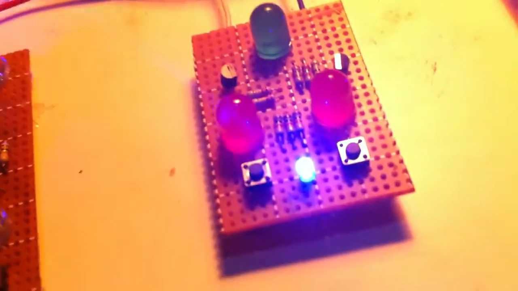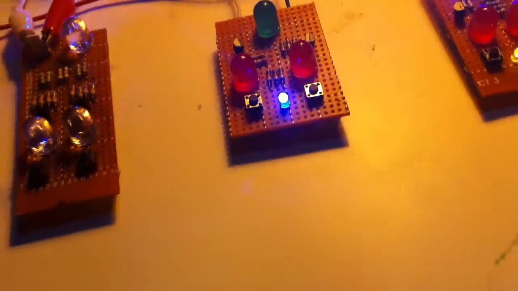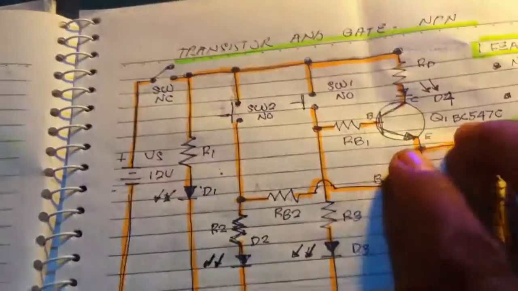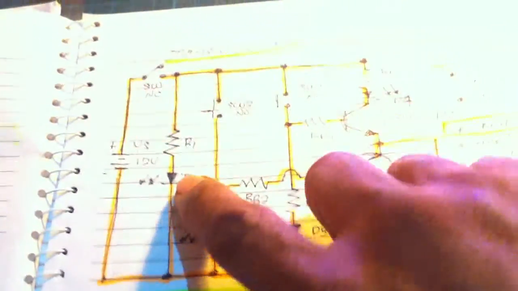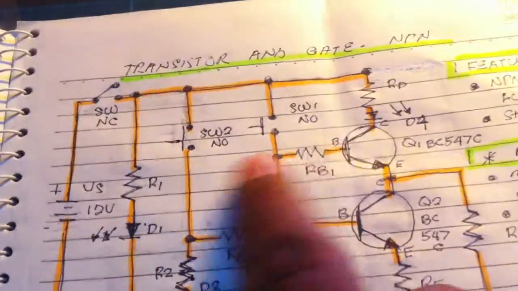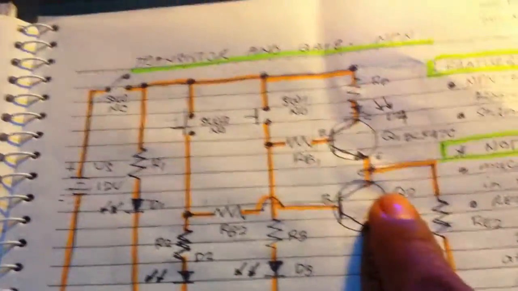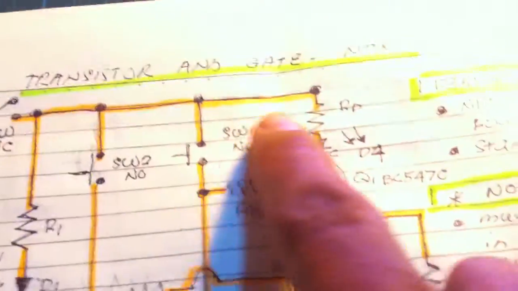This one, the blue LED power on. And we can do a quick review of the current flows here. When you close the circuit, the only lit LED is the blue one, and then there are two push buttons. The transistor is still open.